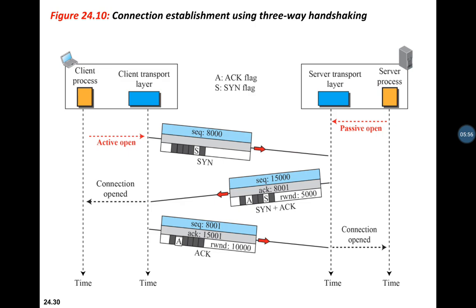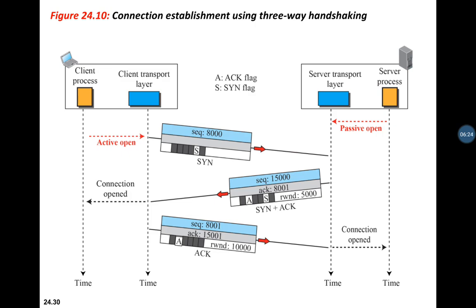Next, the third one: the client sends the third segment, which is said to be an ACK, an acknowledgement segment. It acknowledges the receipt of the second segment with the acknowledgement flag and also the acknowledgement number field. So it will tell that already I have received a sequence number of 15,000. So next I'm waiting for 15,001.